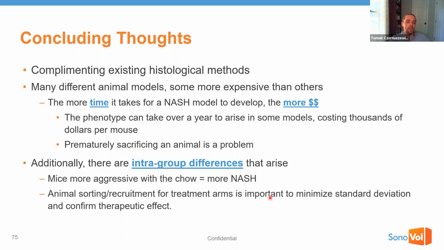And then the imaging basically allows us to homogenize our treatment arms and do better science in the sense of being able to identify therapeutic outcomes with more power.